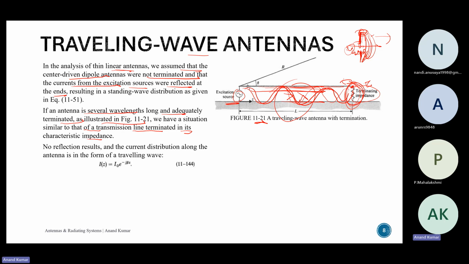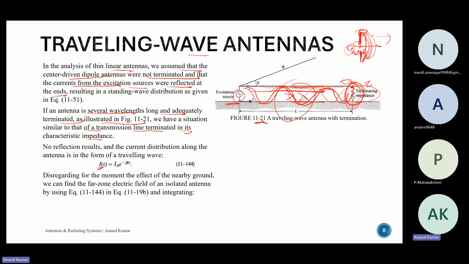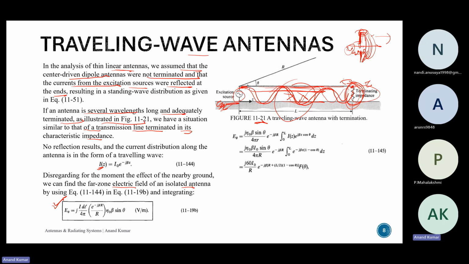So this is the expression for the current in the traveling wave antenna. For now, let us disregard the effects of the ground. In this case, we can write the far-zone electric field of this isolated antenna by this expression. This is the electric field due to this traveling wave antenna, neglecting the effect of the ground. We have the expression for the electric field, and then we substitute the expression for this traveling wave current.